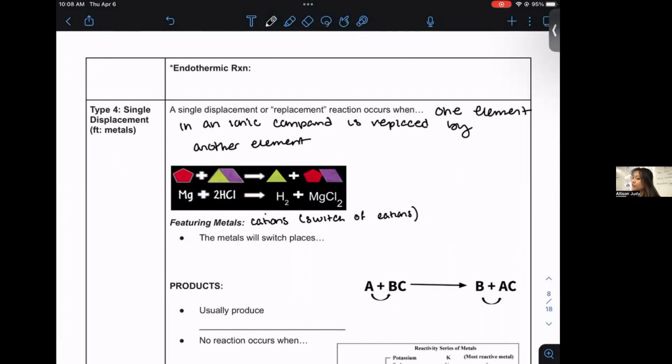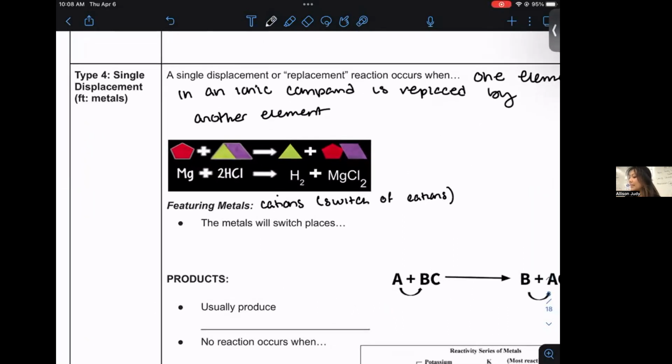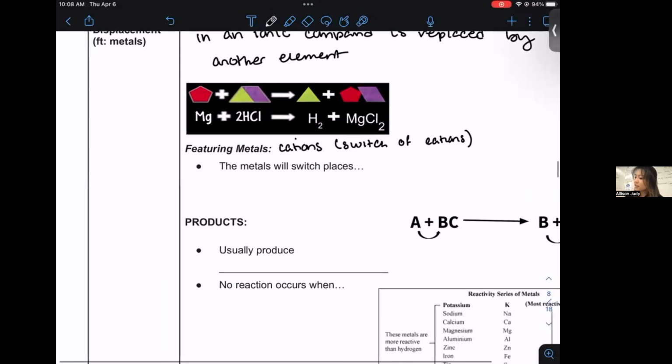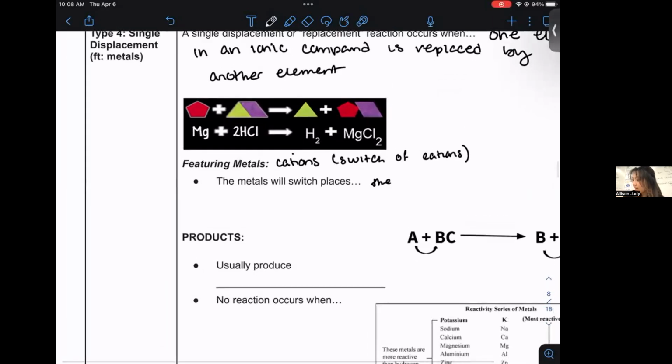So what we see here in the example is pure magnesium and hydrogen chloride. That's an ionic compound and a free metal. We call it a free metal because it's not bonded to anybody. It's just it. What happens is that hydrogen, which is the cation, gets switched out by the metal. And the metal now serves as the new cation with chlorine. The metal switches places with the hydrogen cation.